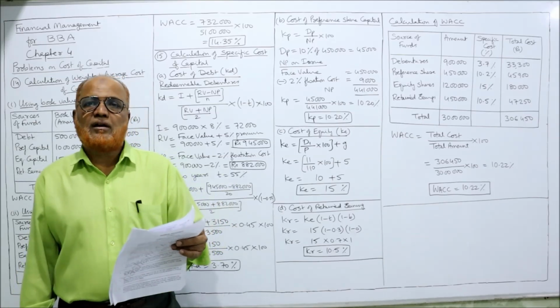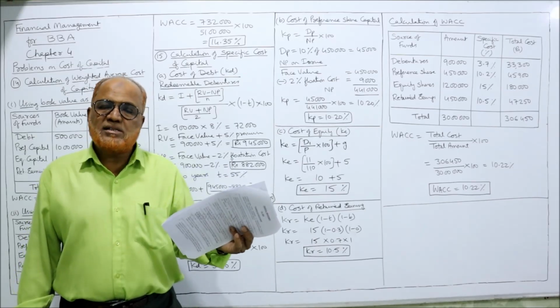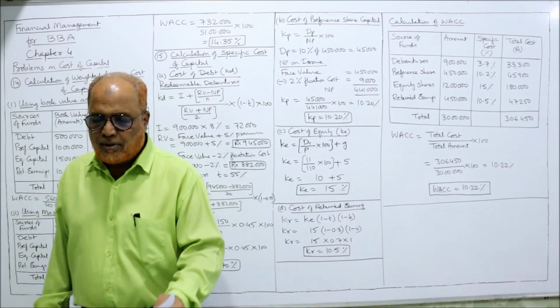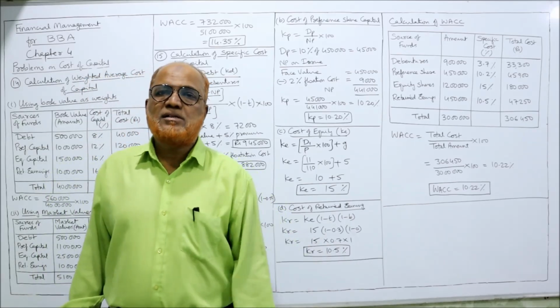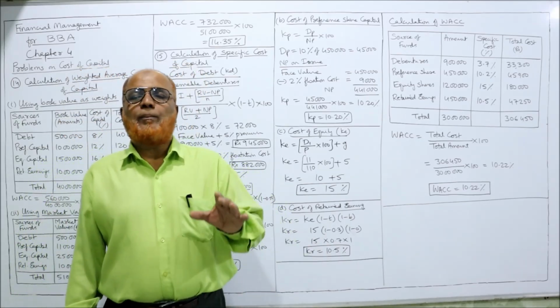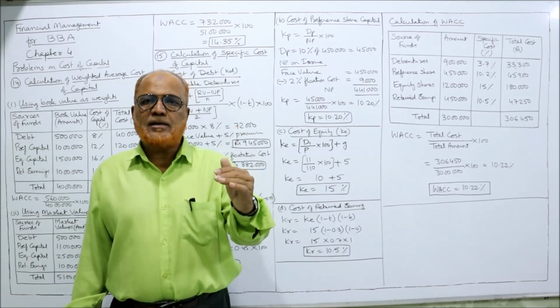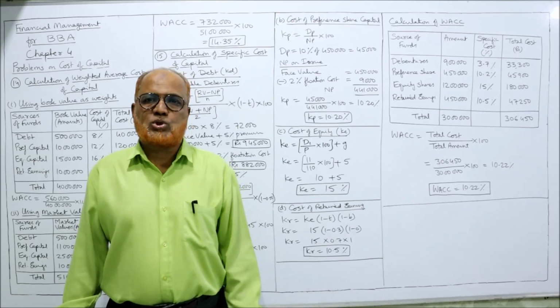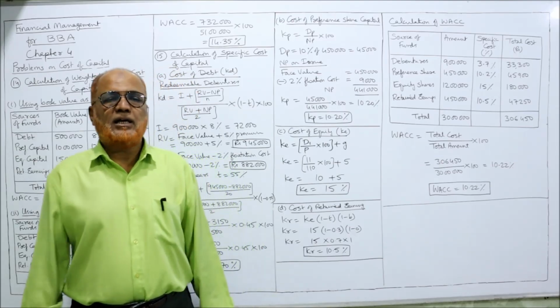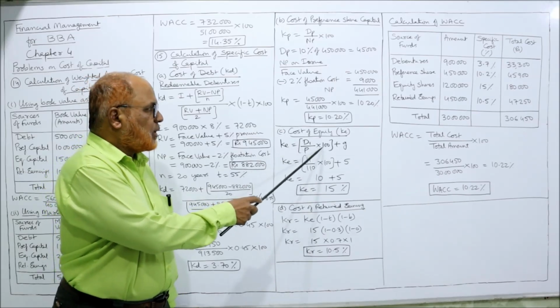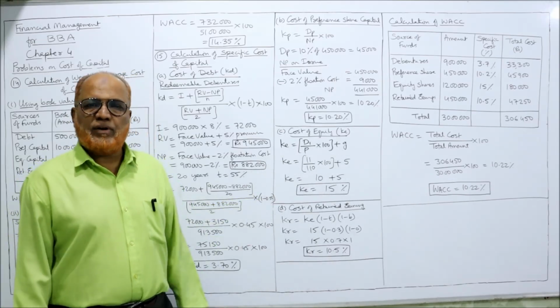So it is D1. If the past dividend is given, then we have to take D0, just like the previous problem. But here the expected dividend is given, D1. So we have to apply the D/P plus g approach, dividend price plus growth approach, to calculate the KE. Now cost of equity, KE is equal to D1 by P into 100 plus g. Same formula that we have used.